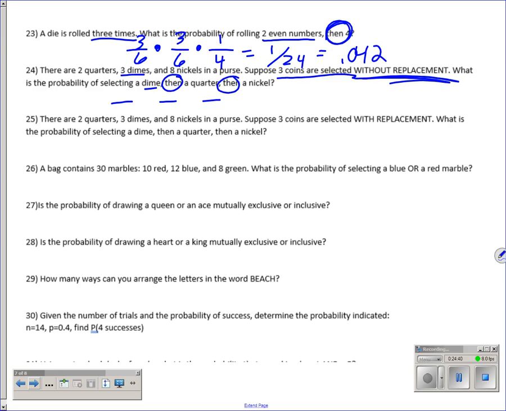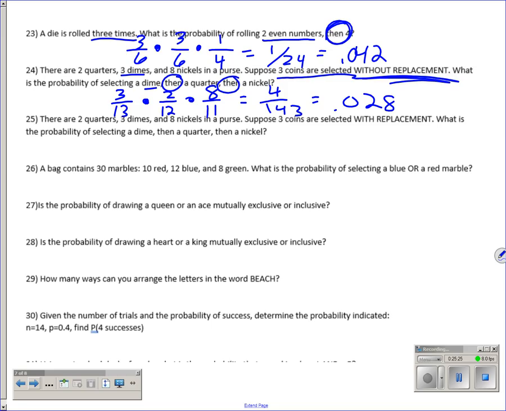I got a 3 out of 13 chance of getting a dime because there's 13 coins total. All right, and then I'm not replacing that coin. Okay, I'm not replacing that coin. So now my denominator goes down to 12 coins. I want to know the probability of getting a quarter. Well, I have 2 quarters out of 12. Again, that denominator is going down 1 because I'm not replacing it. And I want to know the probability of getting a nickel, which I have an 8 out of 11 chance of doing that. That probability ends up being 4 over 143, or 0.028.